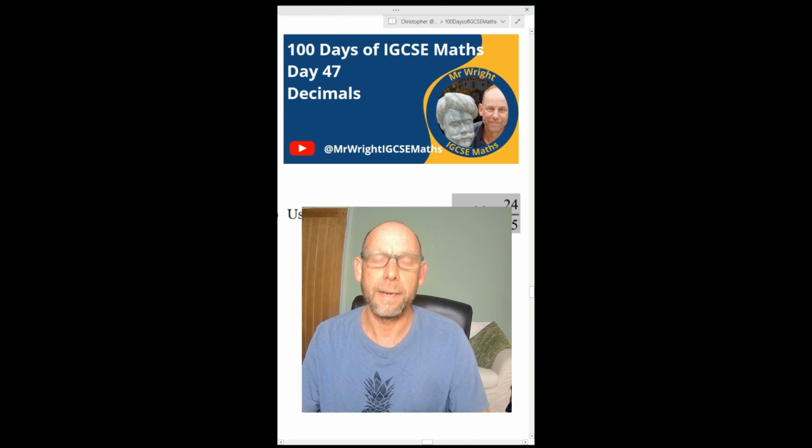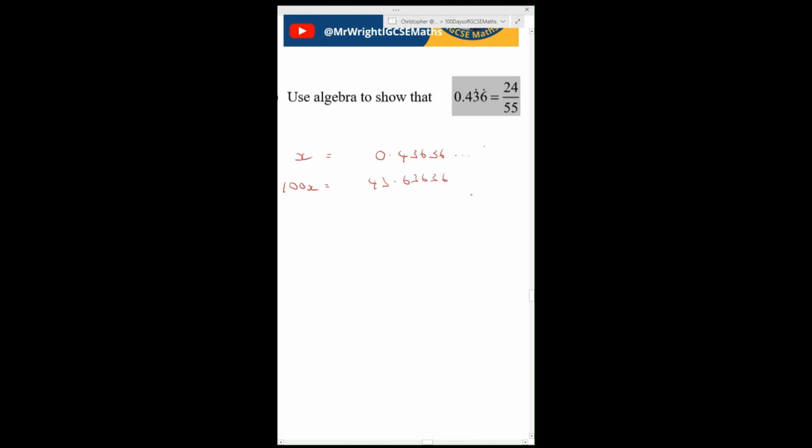Day 47. Now's your chance to pause. Okay, so I'm going to have x equals 0.43636 and so on. 100x will therefore be 43.63636. Take the top line from the bottom, 99x is 43.2, so x is 43.2 over 99. Multiply both of those by 10, 432 over 990, and cancel away, and you'll get 24 out of 55.